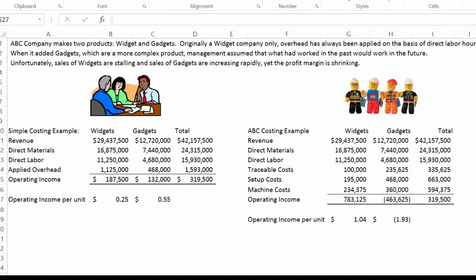You can see that in our simple costing example, our total operating income was $319,500. And in our ABC costing example, it is exactly the same. We are not adding or subtracting any costs to this problem. We are only rearranging it. And so when you're in a business, you're not trying to change what things cost. You're just trying to put things into the correct bucket.